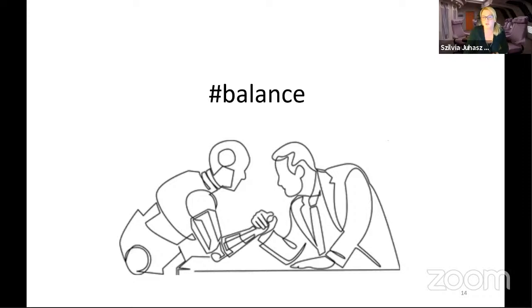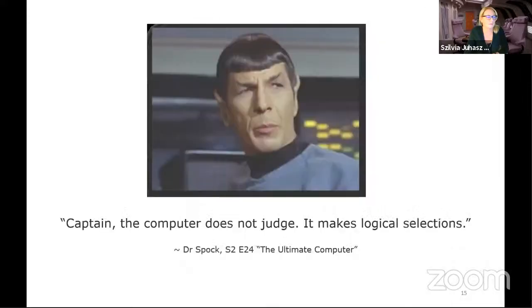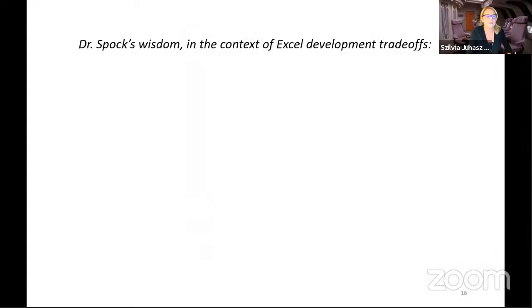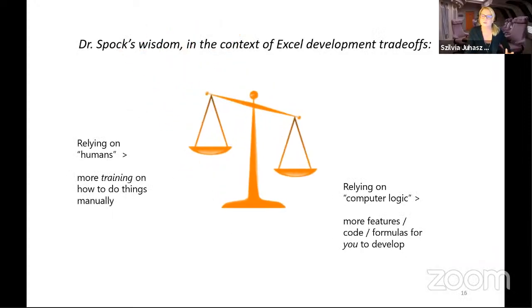So when it comes to technology, right, there's this struggle between man and machine, us versus artificial intelligence. So how can we coexist? Well, I think my boyfriend, Dr. Spock, has some thoughts on that. This is from season 2, episode 24, for my fellow Trekkies. Come at me, Star Wars people. Sorry. The computer does not judge. It makes logical selections. This kind of stuck with me when I watched The Ultimate Computer, because if we were to extend Dr. Spock's wisdom into the context of Excel development and the trade-offs there, what we're really talking about when we're relying on humans versus relying on computer logic is, when you rely heavily on humans, you are relying on your end users, and that means you're going to have to train them more.